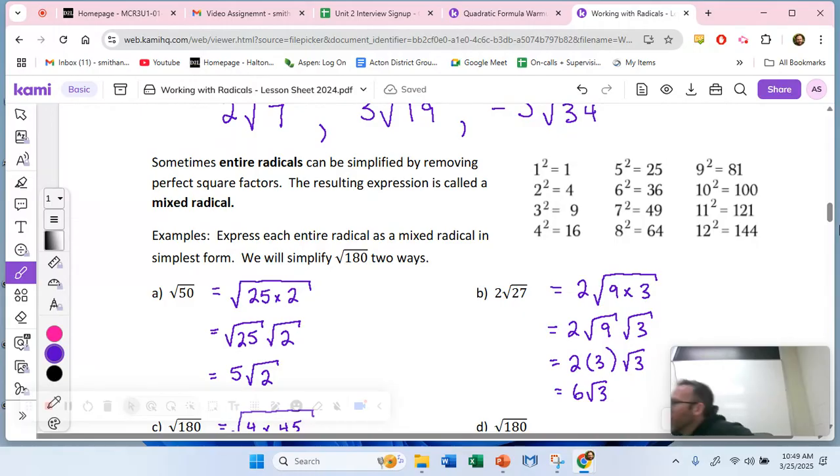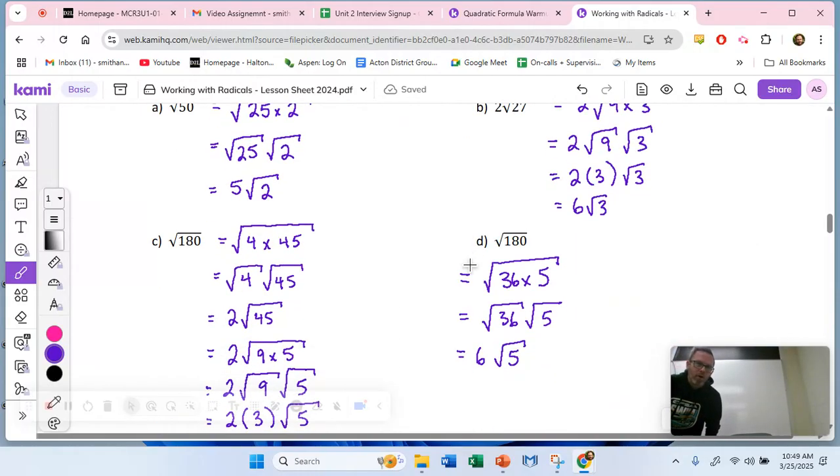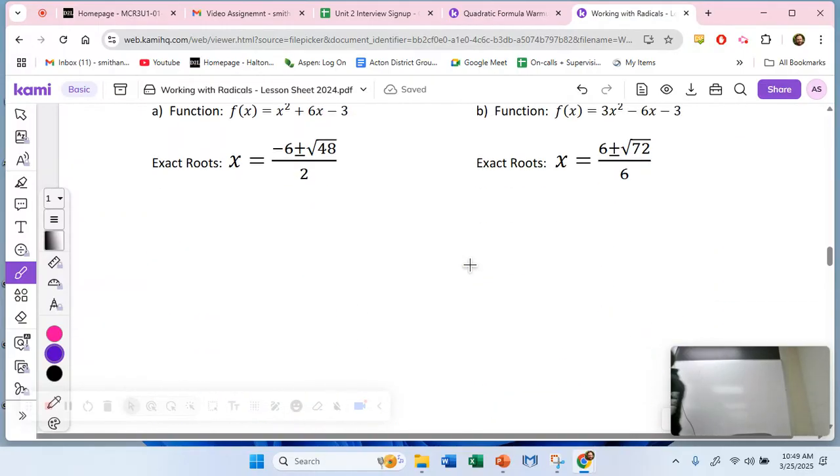If I were you and I was looking to reduce my root 48, I would just start doing 48 on my calculator, 48 divided by my perfect square numbers, and I would stop when I get an integer number, not a decimal number. What's 48 divided by 16? 3. Yes. 16 is a perfect square number that goes into 48.